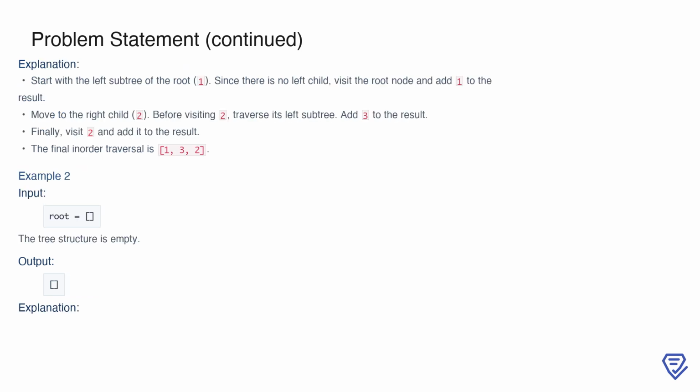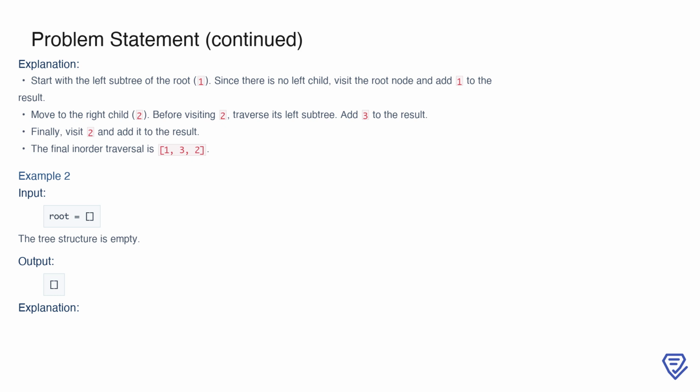To understand the output, let's break down the traversal step by step. Starting at the root node with value 1, we first attempt to traverse the left subtree, but there is no left child. So, we visit the root node itself and add 1 to the result. Next, we move to the right child of 1, which is the node with the value 2. Before visiting 2, we traverse its left subtree, where we find the node with value 3. We add 3 to the result. Finally, we visit the node 2 and add it to the result. This gives us the final Inorder traversal, [1, 3, 2].